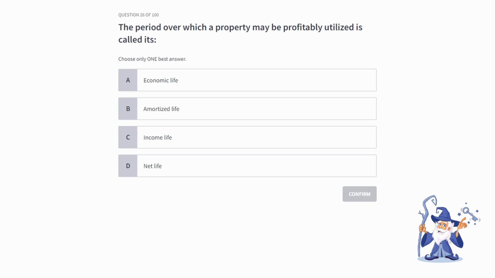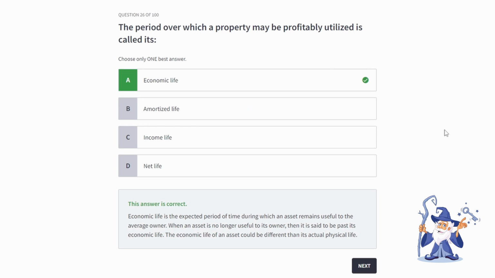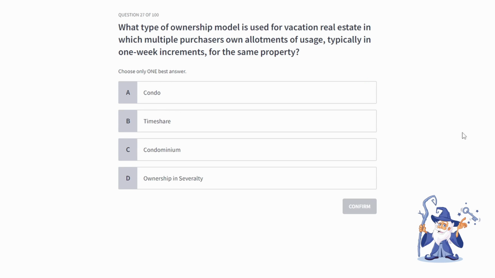Okay, what is the correct answer for this one? If any of you guys got this wrong, I'm going to get mad at you because we went over this earlier. It's A, economic life. So, economic life is the expected period of time during which an asset remains useful to the owner. When the asset is no longer useful to its owner, then it's said to be past its quote unquote economic life. The economic life of an asset could be different than its actual physical life, which again, we talked about earlier. It all comes full circle, guys.